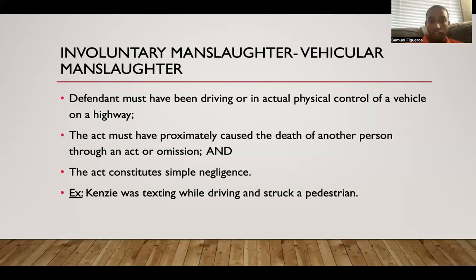So clearly, as you can see in our example, in our last bullet point here, Kenzie was texting while driving, and then a pedestrian died. She strikes a pedestrian, and that pedestrian died. So clearly, texting while driving is negligent, because as a driver, you must be paying attention to the road. You can't be using your phone while driving, because you will not understand what's going on, because you have to keep your eyes on the road. Correct? Therefore, because she was texting while driving and she killed a pedestrian while driving in a negligent manner, she could be liable for involuntary manslaughter, vehicular manslaughter under Nevada law.